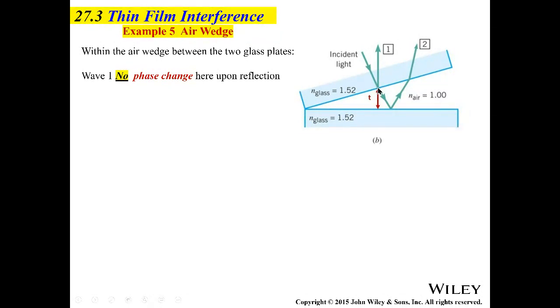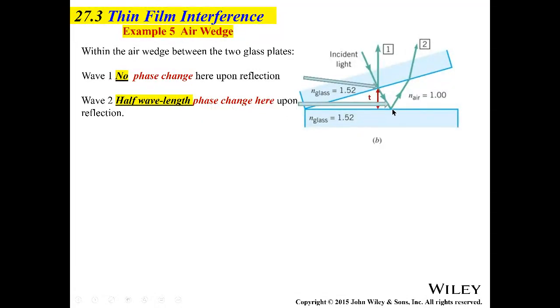But now the refracted ray that got bent out then went into the air. It's no longer in the glass. It went in the air, and now it got reflected off the other glass. So it got reflected off a dense medium. And then you say, whoa, there is a 180-degree half wavelength phase change here upon reflection.